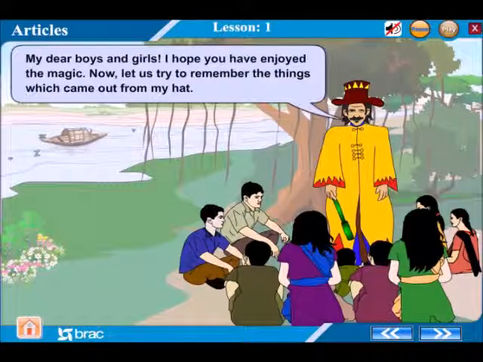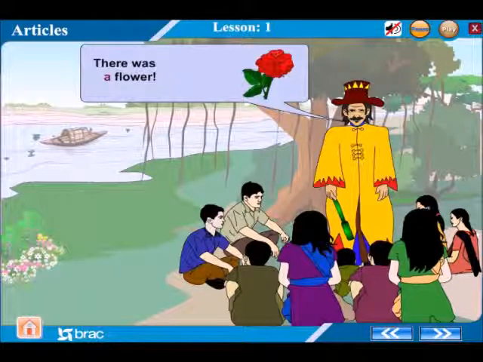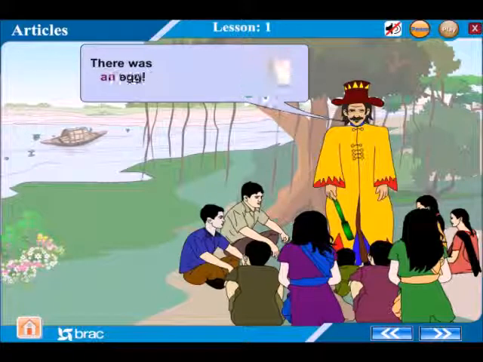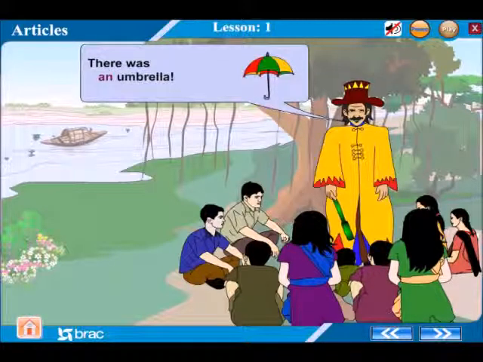My dear boys and girls, I hope you have enjoyed the magic. Now, let us try to remember the things which came out from my hat. There was a flower. There was an egg. There was a ball. There was an umbrella.